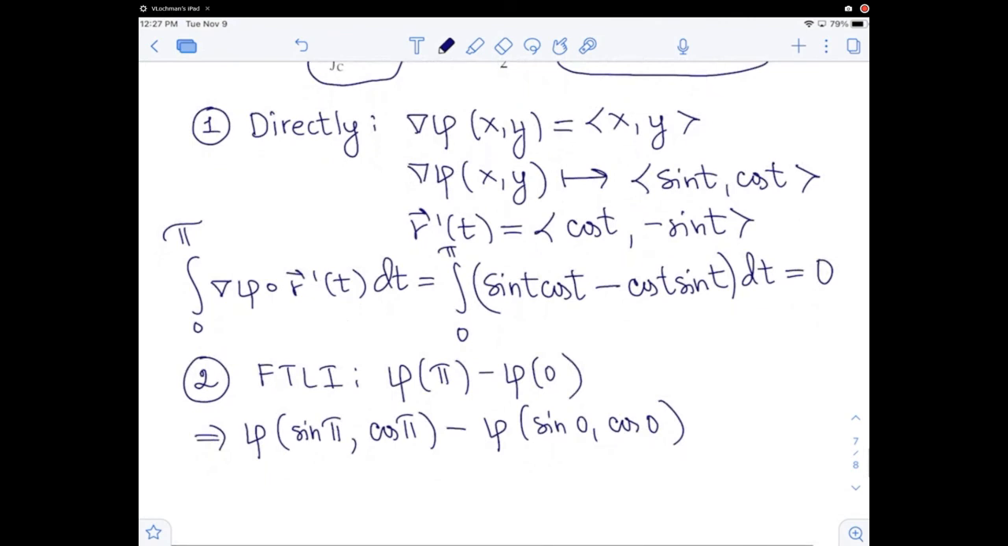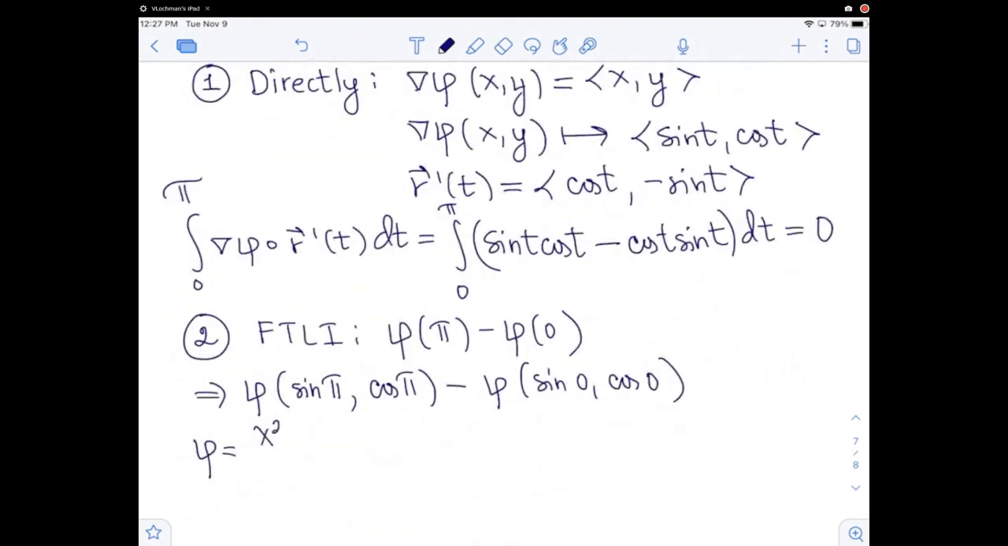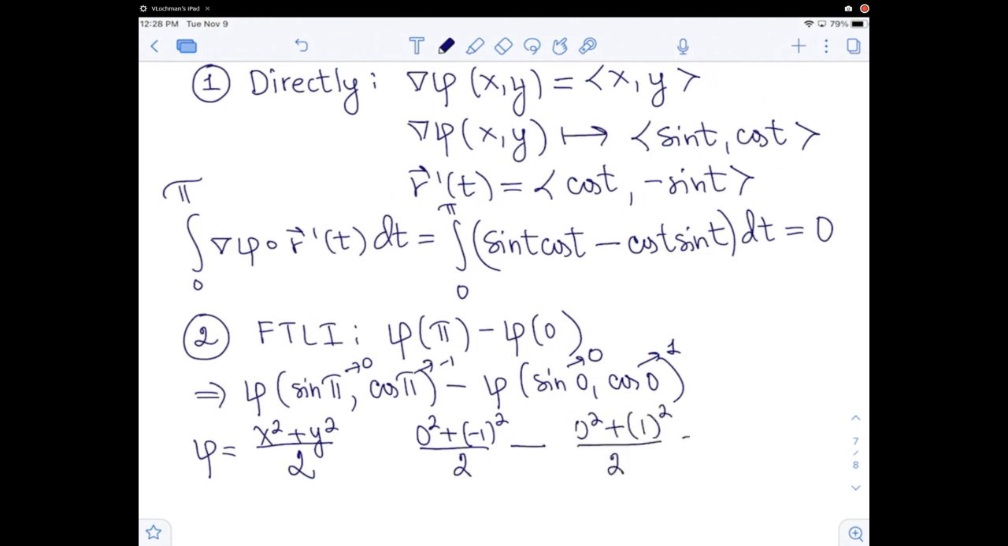All right, if I plug that into my function, remember what my function is. Let me remind you what that function is. It's x squared plus y squared over 2. Sine of pi is 0, cosine of pi is -1. Sine of 0 is 0, cosine of 0 is 1. So we get 0 squared plus (-1) squared over 2, minus 0 squared plus 1 squared over 2. And you can see that that's also equal to 0.